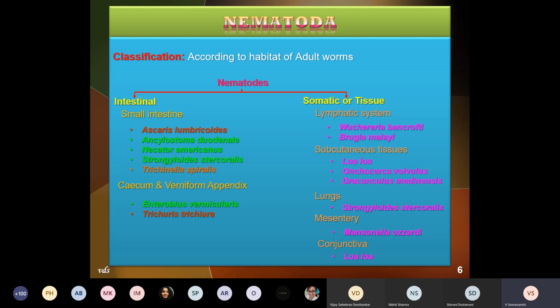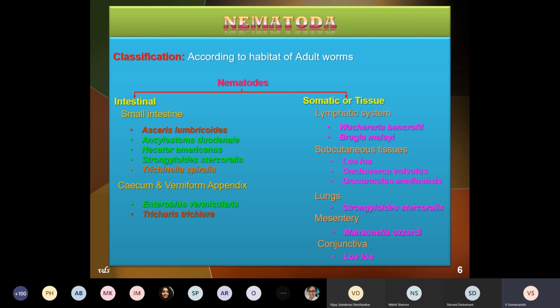In part 1, we are going to study the intestinal nematodes that reside in the small intestine, that is Ascaris lumbricoides and Trichinella spiralis, whereas one of the worms that reside in the cecum and vermiform appendix is Trichuris trichiura. These are the three worms which we are going to study today. And in the next second part, you will be studying Ancylostoma duodenale, Necator americanus, Strongyloides stercoralis, and Enterobius vermicularis.